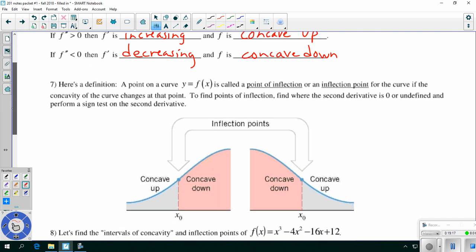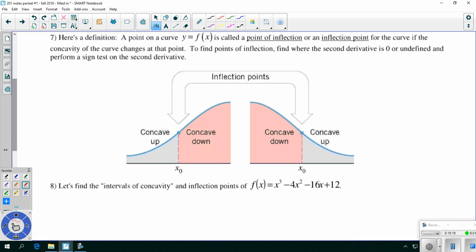Okay, number 7 is a definition. A point on a curve, y equals f of x, is called a point of inflection or an inflection point for the curve if the concavity of the curve changes at that point. To find points of inflection, find where the second derivative is 0 or undefined and perform a sign test on the second derivative. Let's give it a shot.